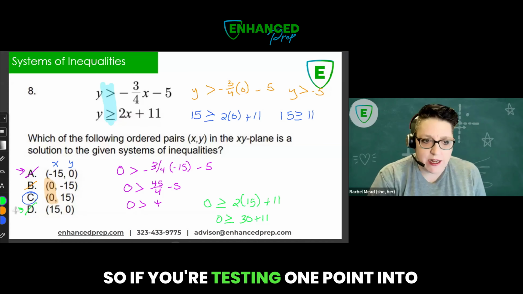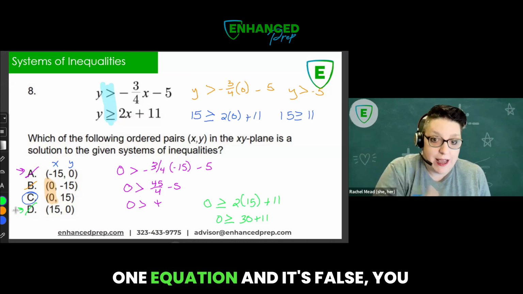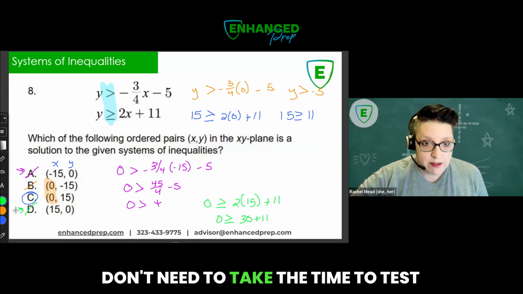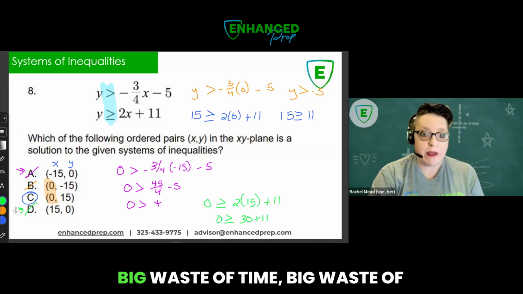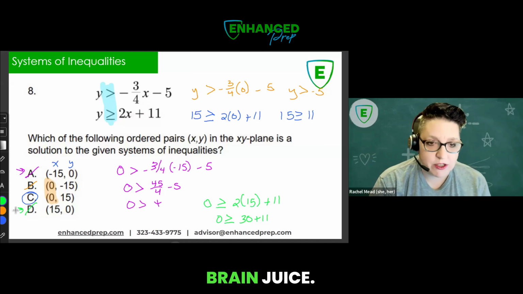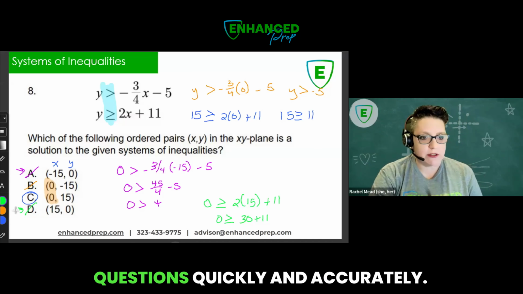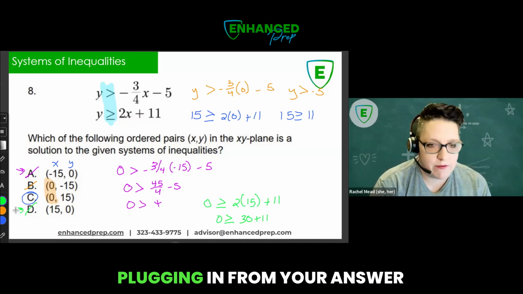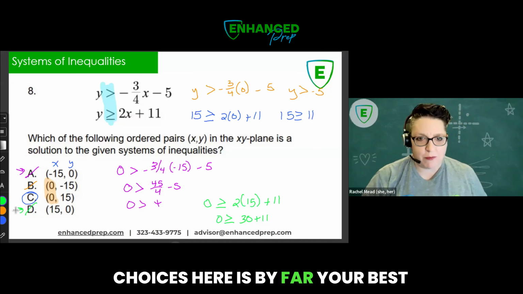So if you're testing one point into one equation and it's false, you don't need to take the time to test the other equation. Big waste of time, big waste of brain juice. Your job is to get through the questions quickly and accurately. Plugging in from your answer choices here is by far your best option.